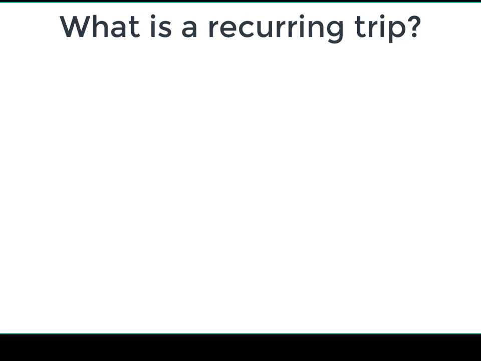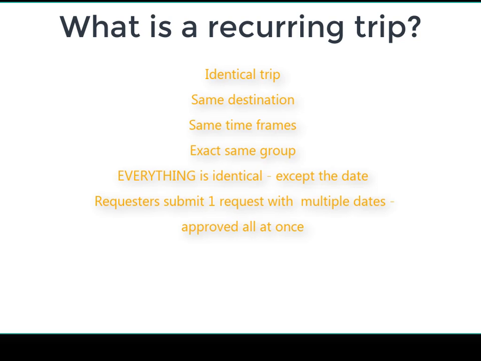Now you may ask yourself, what is a recurring trip? Well, a recurring trip is a trip that is identical. It goes the exact same place at the exact same time with the exact same group. Everything is identical except the date.